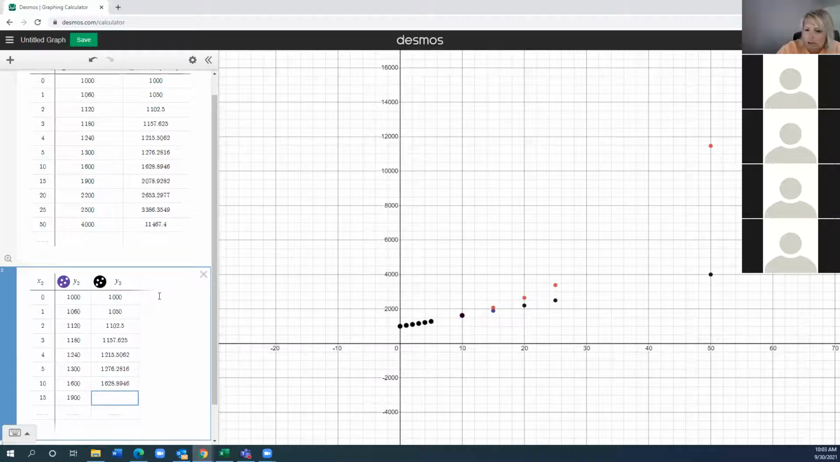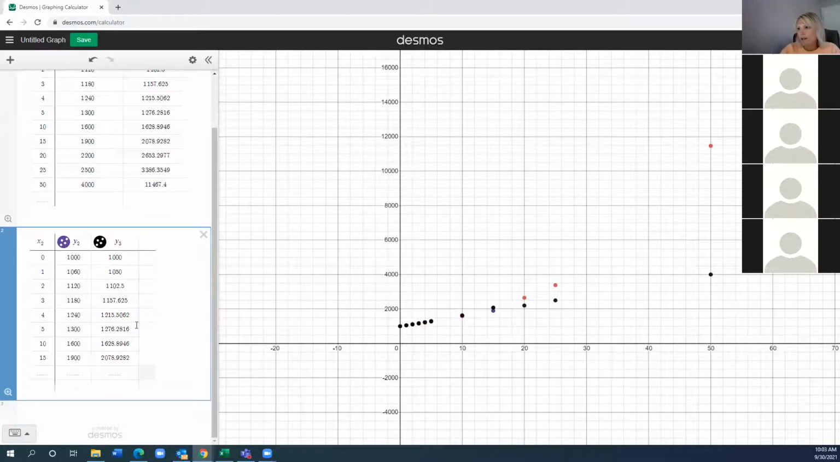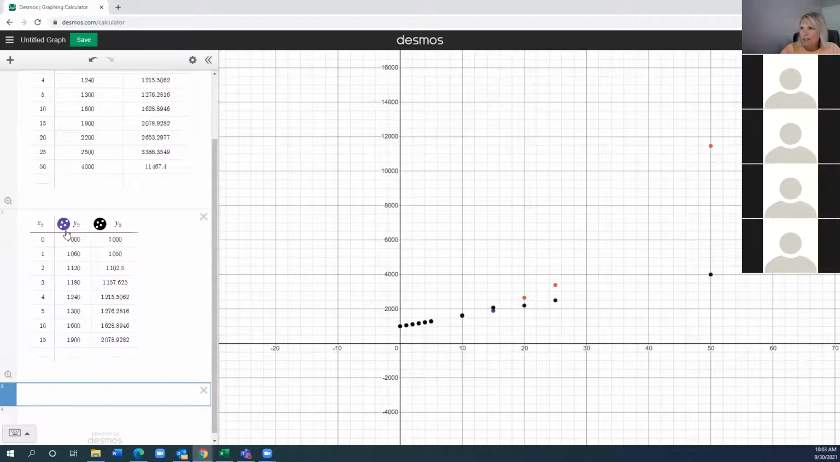And 15 is 2078. Okay. So now since I have raw data, I can do the thing that I told you. So it thinks it has raw data, because it just says Y2 and Y3 up here, it doesn't know that we've already calculated this. It's pretending that we have raw data.